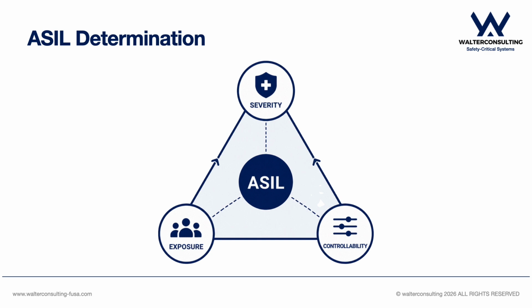One of the most well-known outcomes of the HARA is ASIL determination. ASIL stands for Automotive Safety Integrity Level. The ASIL reflects the level of risk associated with a hazardous event. The determination is based on severity, exposure, and controllability. Higher risks typically lead to higher ASIL classifications. These classifications help determine the rigor required for subsequent safety activities. Once risks have been classified, the next question becomes, what must the system do to address these risks?